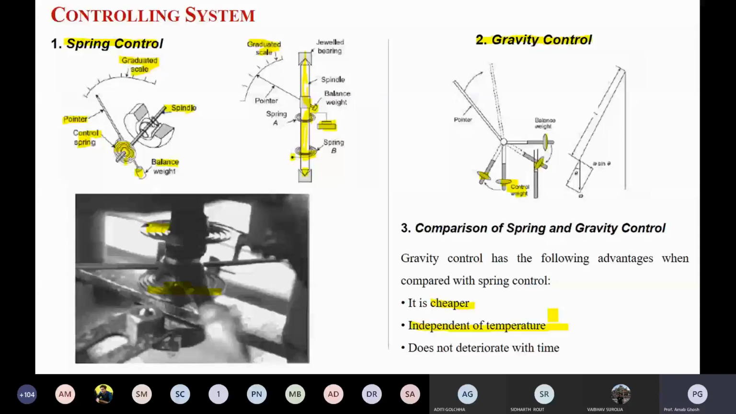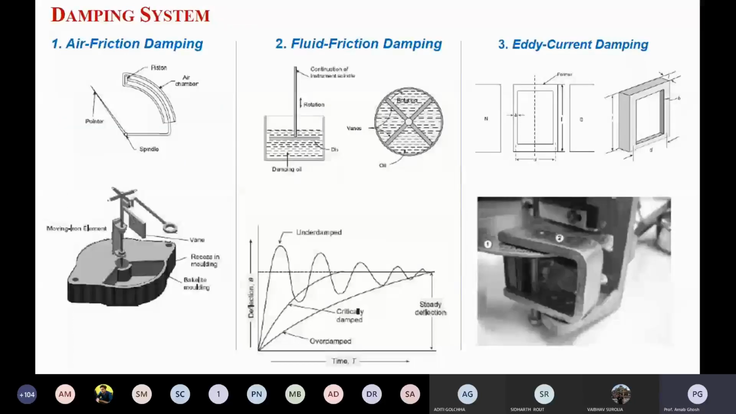But the spring control is much more sophisticated and much more accurate compared to the balance. That's why the gravity control is cheaper in nature. These three are the most significant features for comparing gravity control and spring control.